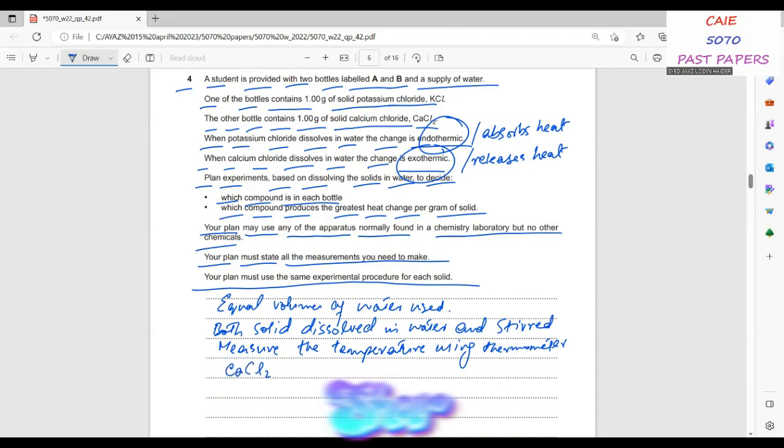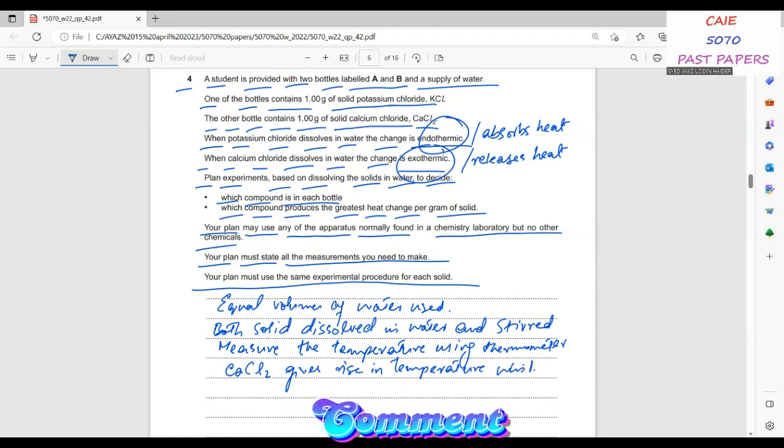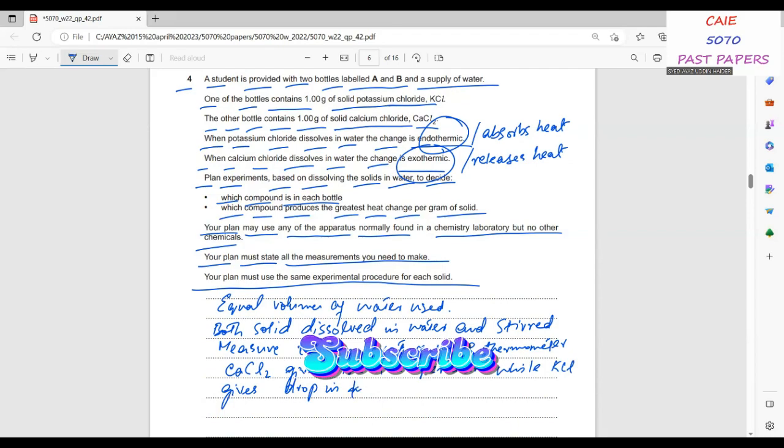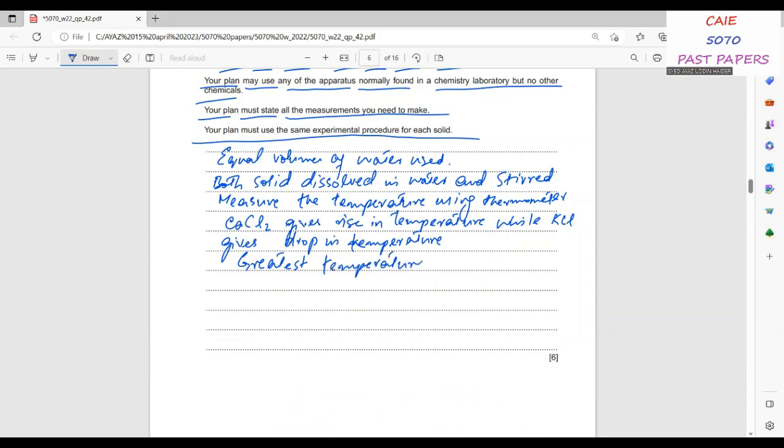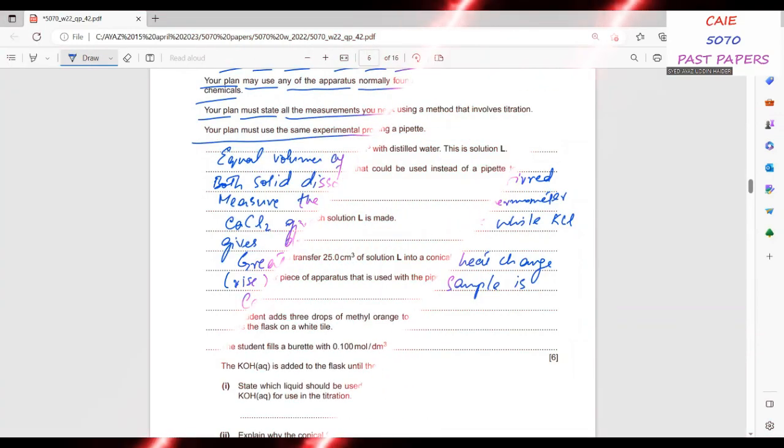Calcium chloride, CaCl2, gives a rise in temperature while KCl gives drop in temperature. Greatest temperature or heat change, that is rise, indicates that the sample is calcium chloride. Here's a question number 5.